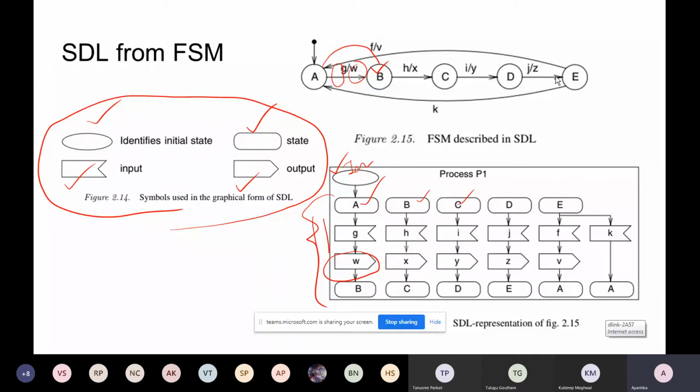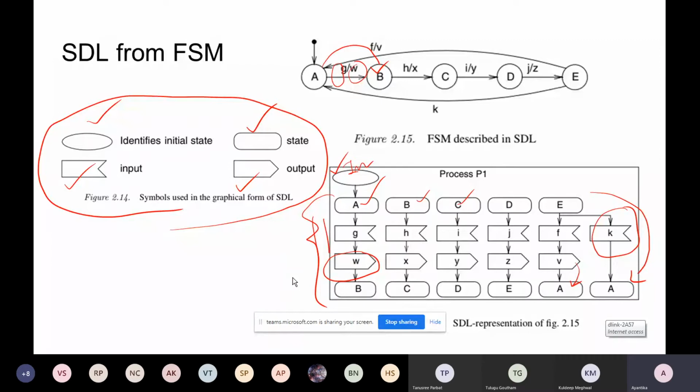From E to A, again there are two parts. That's why it is given this way. So from E, if this condition F is given, input F is given, output V will be generated, and that will finally move to this state A. And from E to K, if this input K is given, then there is no action. That's why this output is empty, and this E to K state transition is taking place. So the rest of everything is the same. You can consider, this is for one process when we have considered the FSM.